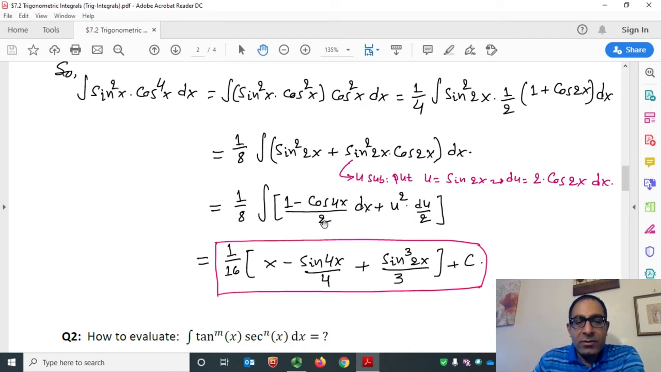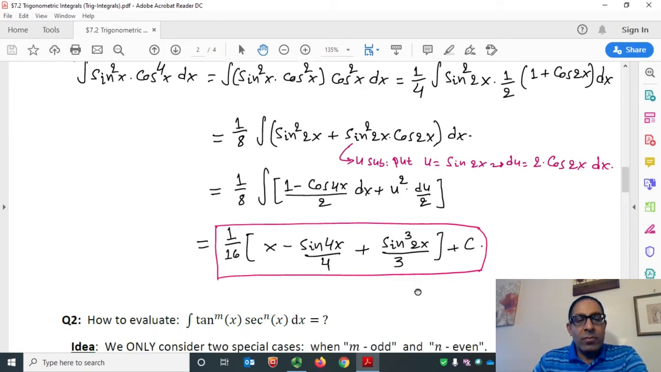Now let's integrate. So pull the constant outside here. This 2 outside, so 1 over 16. Also this 2 outside. Then integration. The integral of 1 becomes simply x, minus the integral of cosine 4x, which becomes sine 4x over 4, plus u square becomes u cubed over 3, and u is sine 2x. So sine cubed 2x over 3, plus the constant of integration. Great.